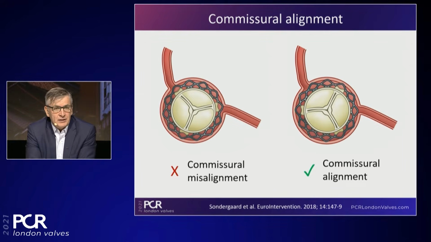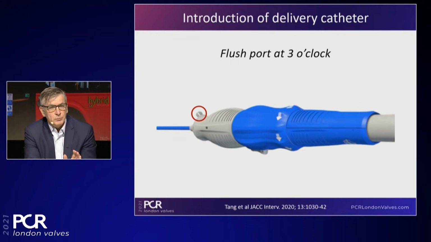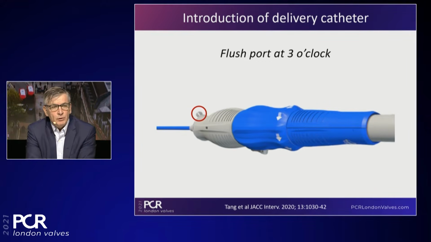We need to orientate these valves the same way as a native aortic valve is orientated to get commissural alignment. And it's been suggested by Gilbert Tang that for the Evolut platform, instead of, as the company initially suggested, having the flush port at 12 o'clock, to turn it so you have the flush port at 3 o'clock pointed to the left side of the patient. That's going to give you near commissural alignment in most patients.